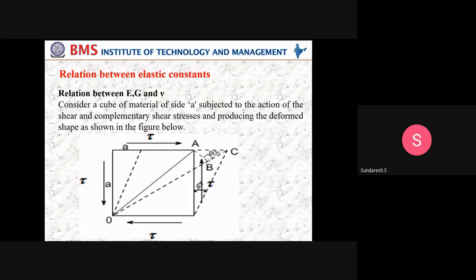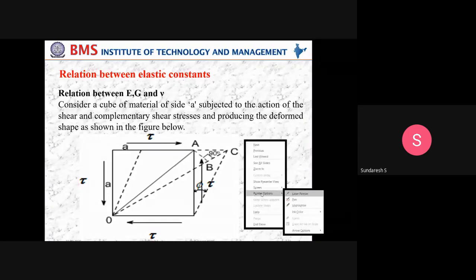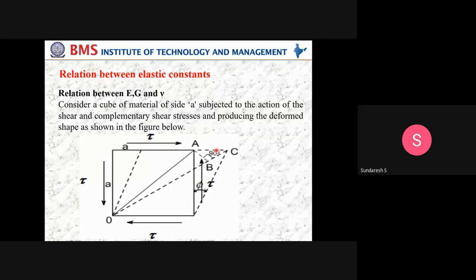So this is 90 and this is 45. Okay, this ACB, because strains are very, very small within the elastic limit. So therefore the angle ACB, we are going to take it as 45 degrees. Okay, now let us move to the next slide.